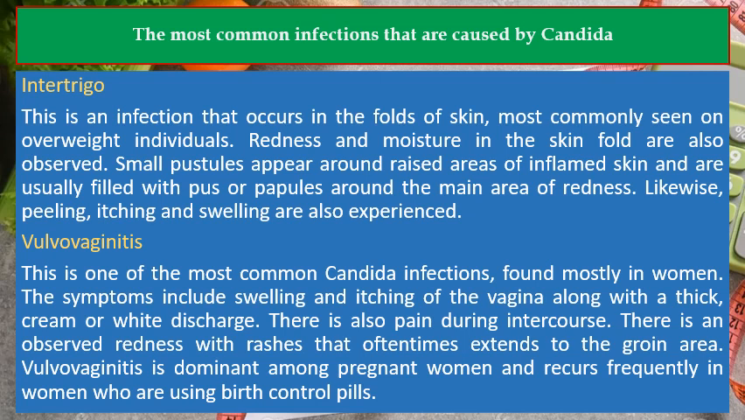Vulvovaginitis. This is one of the most common Candida infections, found mostly in women. The symptoms include swelling and itching of the vagina along with a thick, cream or white discharge. There is also pain during intercourse. There is an observed redness with rashes that oftentimes extends to the groin area. Vulvovaginitis is dominant among pregnant women and recurs frequently in women who are using birth control pills.